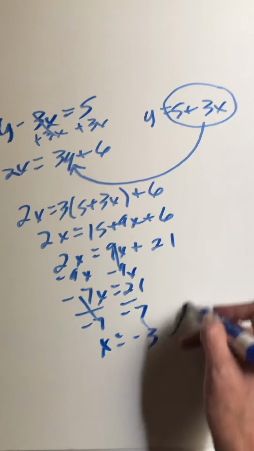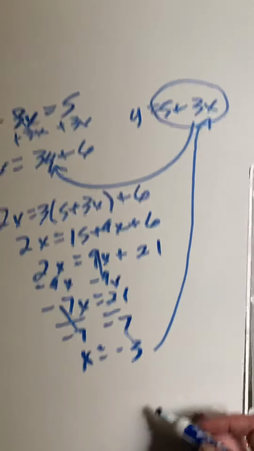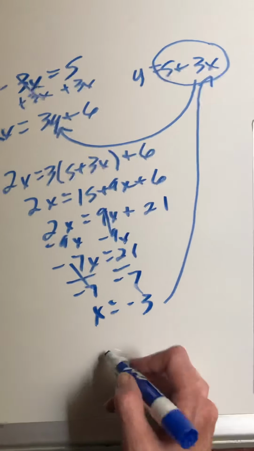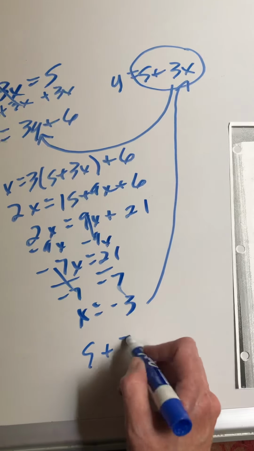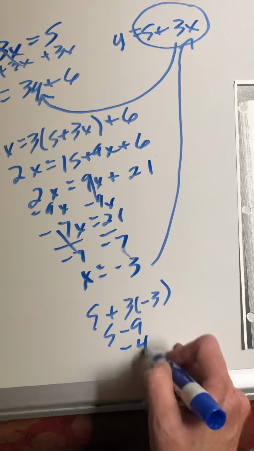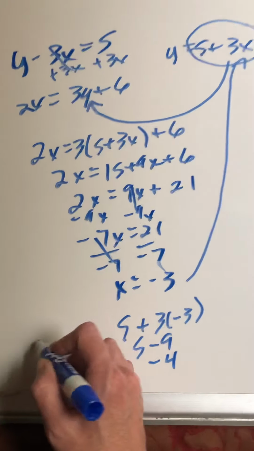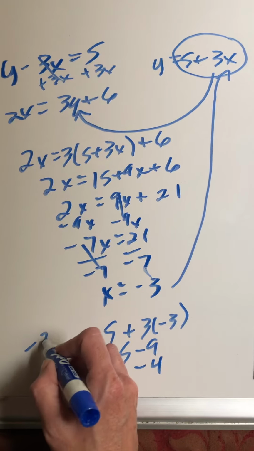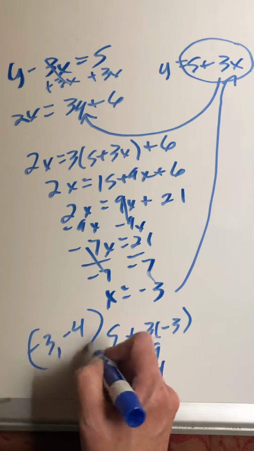If x is negative 3, we plug it back in up there where x is, because you've got to find y. You're finding x and y. So 5 plus 3 times negative 3, that's 5 minus 9, so negative 4. So this answer would be negative 3, comma negative 4. And again, you'd write that on the worksheet.